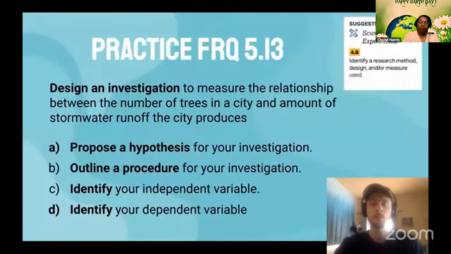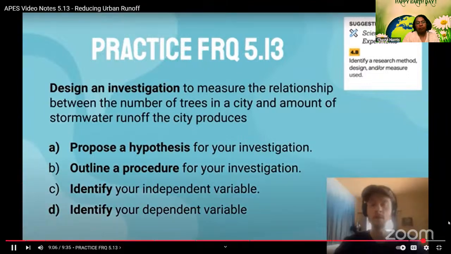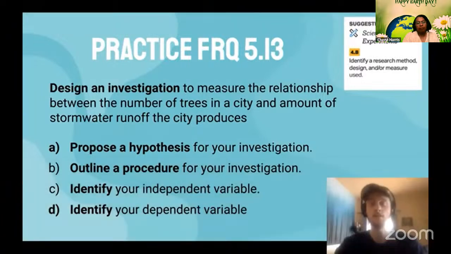So our suggested skill for practice FRQ 5.13 today is identifying a research method or design for an experiment. And so take a look at this practice experiment here. I want you to design an investigation to measure the relationship between the number of trees in a city and the amount of stormwater runoff the city produces. So you want to propose a hypothesis. Remember to follow that increasing or decreasing the IV will increase or decrease the DV format that we've talked about. Then I want you to outline a basic procedure. Then I want you to identify the independent and dependent variables.